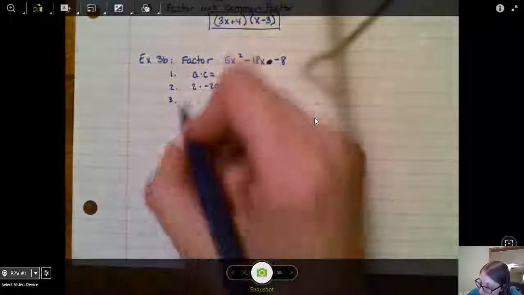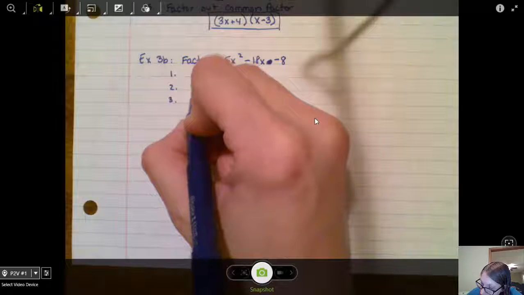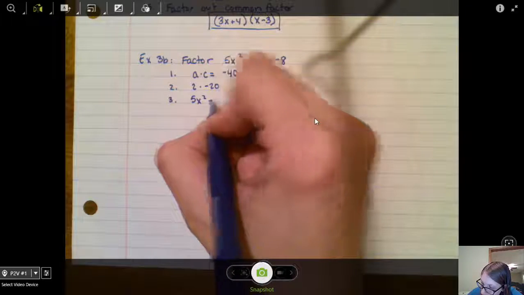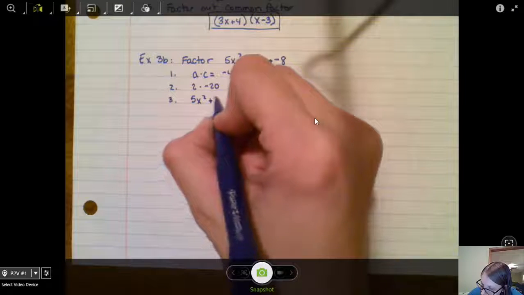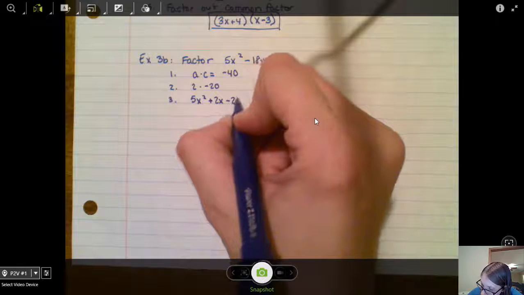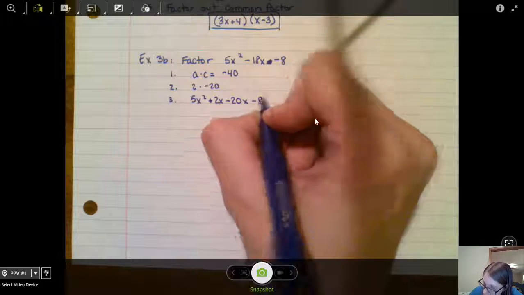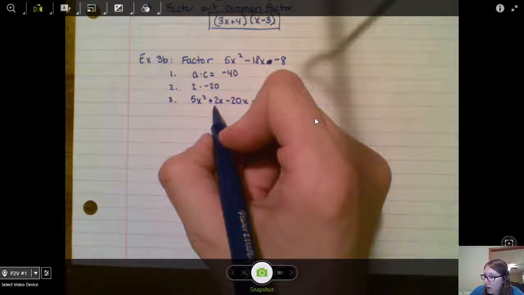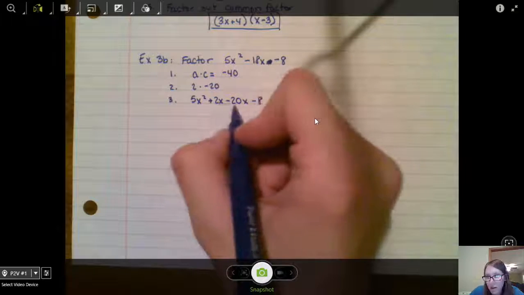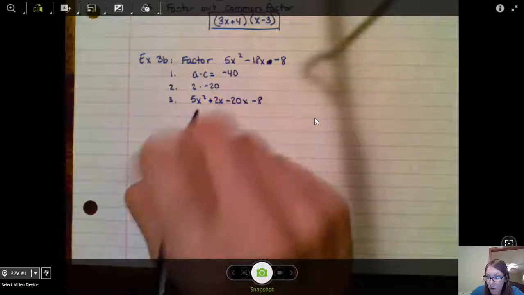Step 3, we rewrite our original, but break apart this middle term. So I'm going to write plus 2x minus 20x minus 8. One of the good things about factoring by grouping too is that we can rewrite these two terms in any order.